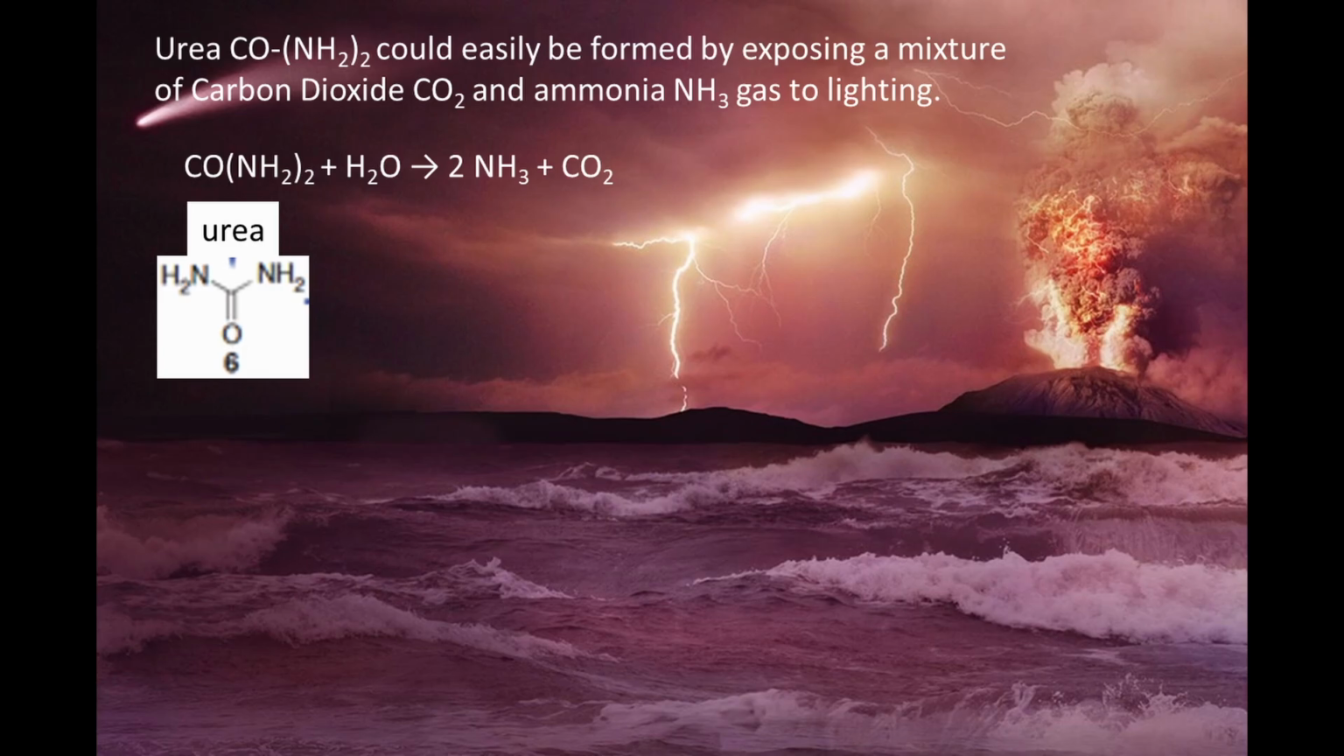Urea, CO(NH2)2, could easily be formed by exposing a mixture of carbon dioxide, CO2, and ammonia, NH3, gas to lightning. Assuming the prebiotic Earth's atmosphere had lots of CO2 and ammonia and lightning, it is no doubt that urea, species 6, was frequently formed. So, urea may have been common on a prebiotic Earth. CO(NH2)2 plus H2O becomes 2NH3 plus CO2.